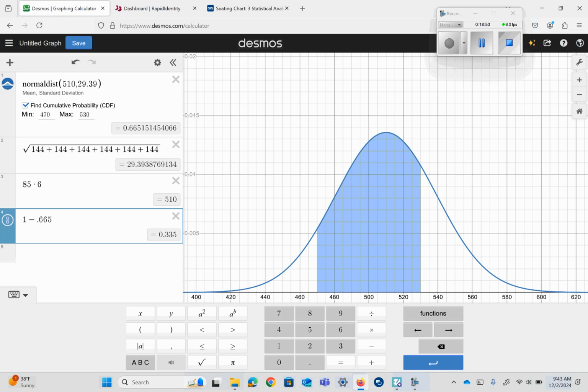So wait, hold on. Why do we have to do what you just did for the 33.5? Oh, it says they reject that don't weigh between this. So that means here 1% will be rejected. Yeah. So this number here is the accepted amount, but this little area here and this little area here, because the whole area is 100%, or 1 minus 0.665.